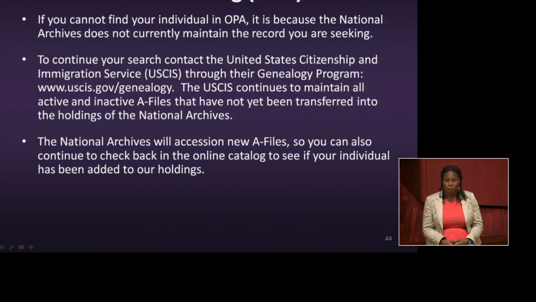So, you've searched in the online catalog and you don't find anything. You don't find any matches to the person that you're wanting. What does that mean? If you can't find your individual in the online catalog, it's because the National Archives doesn't currently maintain the records you're seeking. This does not mean that a record doesn't exist, though.